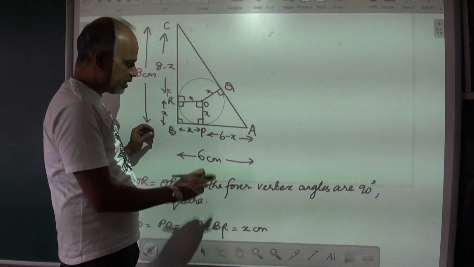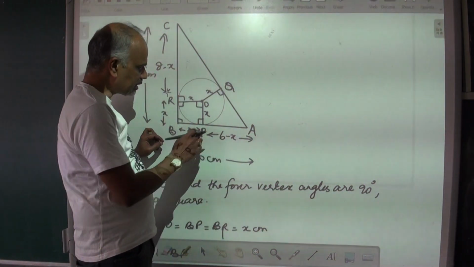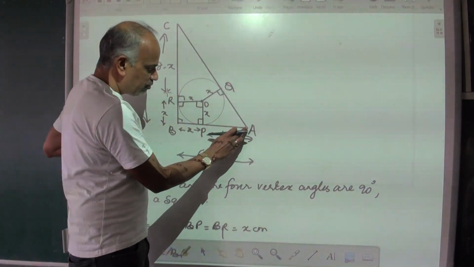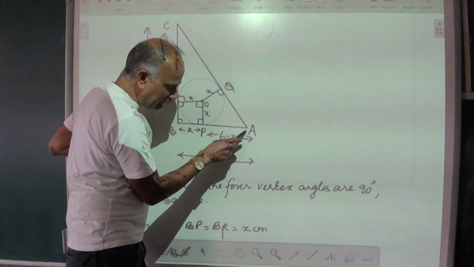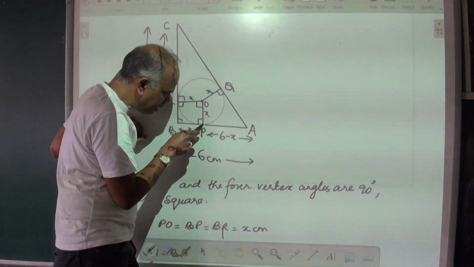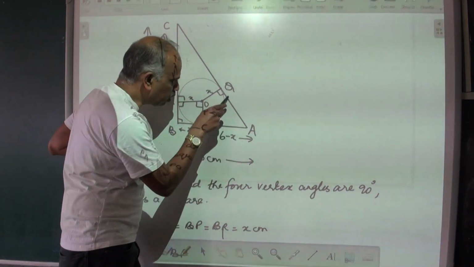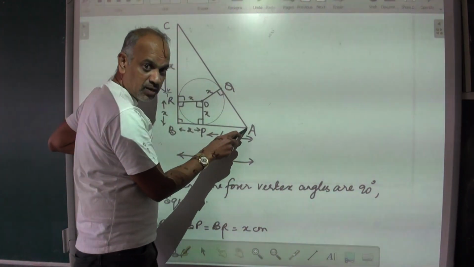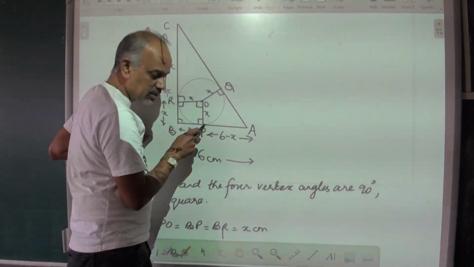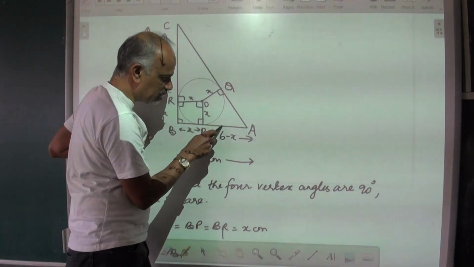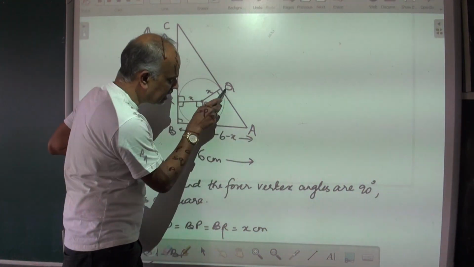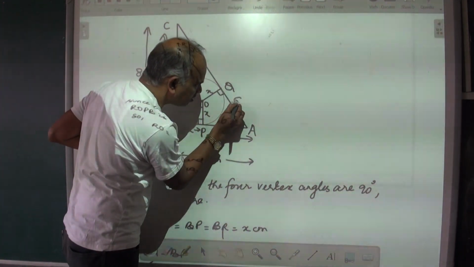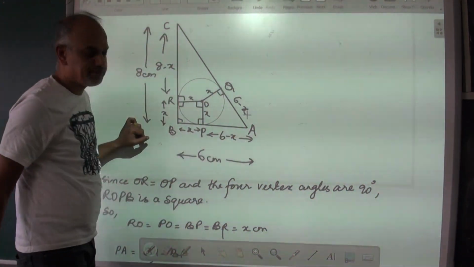Now, let's go to this. This is the circle. This is an external point. From this external point, there are two tangents which are drawn. AP is one tangent, AQ is the other tangent. So if there is a circle and an external point, you can draw two tangents. These two tangents must be equal. So if this is 6 minus x, this is also 6 minus x.